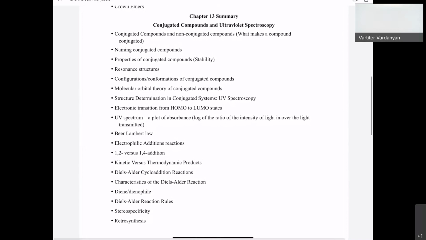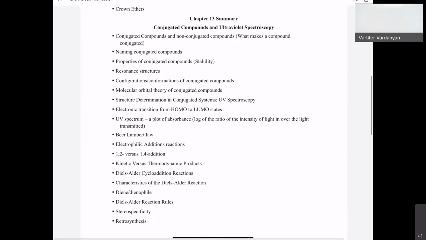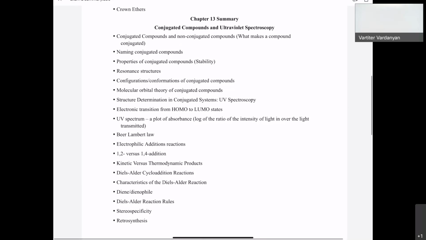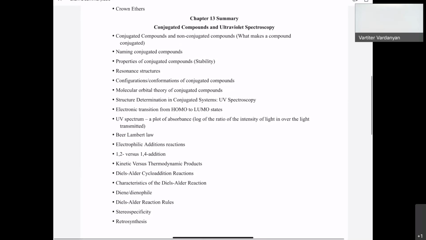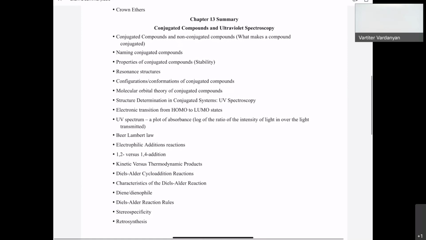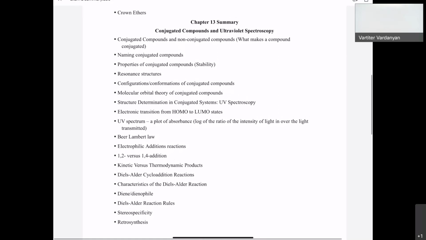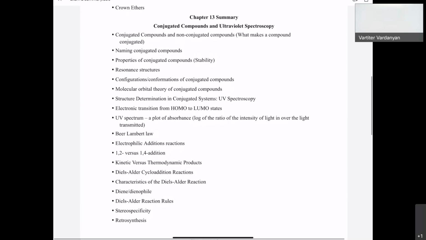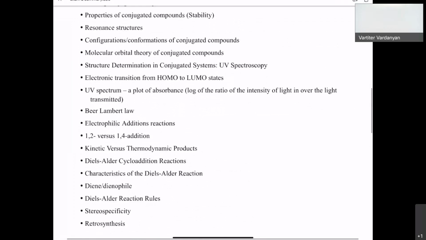And then the 1,2 and 1,4 additions, and Diels-Alder reactions. When it says stereospecificity and retrosynthesis, stereospecificity just means endo and exo product. So just know that. And then characteristics of Diels-Alder reactions, I don't know why that's its own point. That's just everything we talked about. And then the UV spectrum, plotting absorbance, whatever. You just have to know generally what UV spec is.